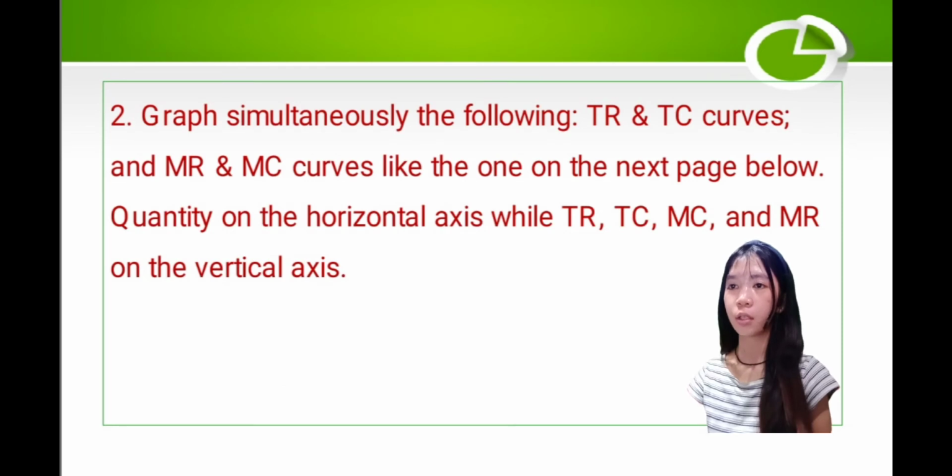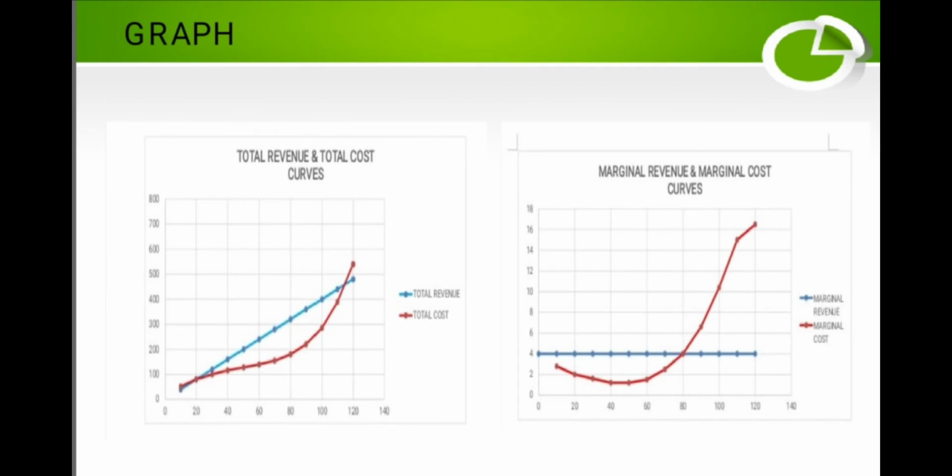Graph simultaneously the following: TR and TC curves and MR and MC curves, like the one on the next page below, with quantity on the horizontal axis, while TR, TC, MC, and MR are on the vertical axis. And this is the graph of the total revenue, total cost curves, and marginal revenue, marginal cost curves.